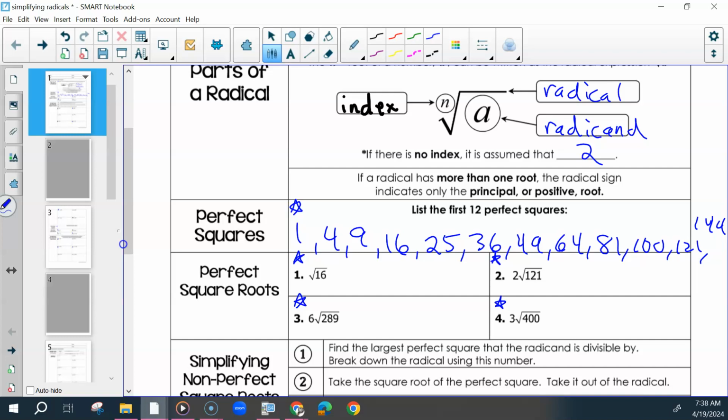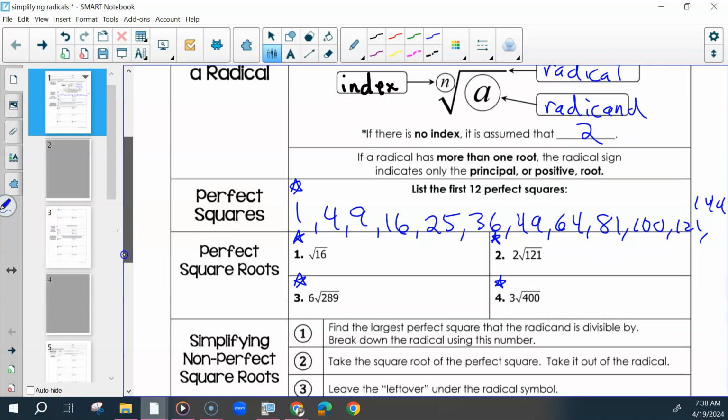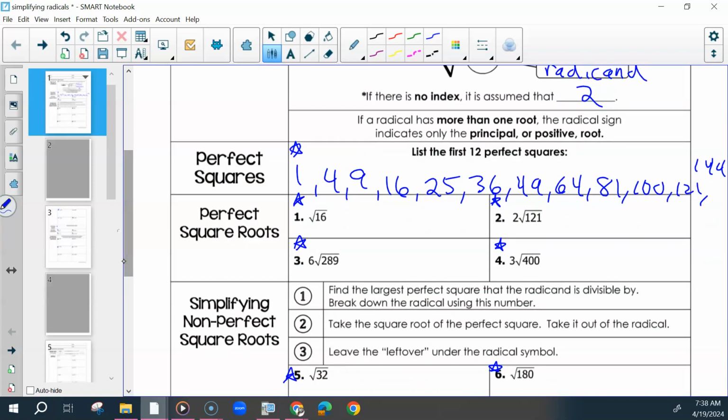So keeping these in mind will help us simplify this faster, but there are other ways to go about doing this. So if we have perfect square roots, you just simplify those like normal. So the square root of 16 would be 4. Here we have 2 times the square root of 121. The square root of 121 is 11, and it would be 2 times 11. These ones aren't up here. It might be helpful to know up to 15 or 20 perfect squares, but you could always use your calculator to get those. Find the square root of 289.